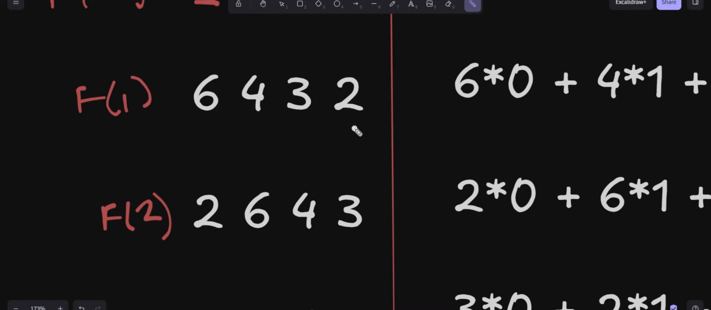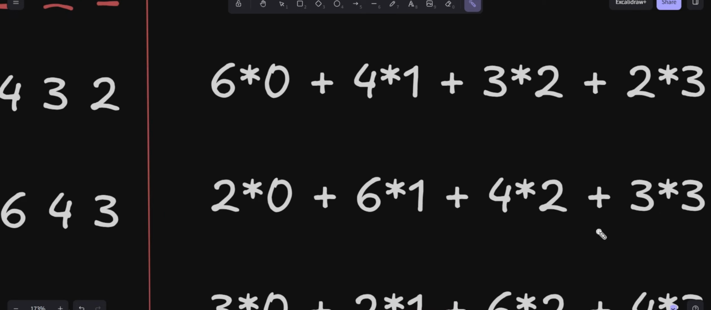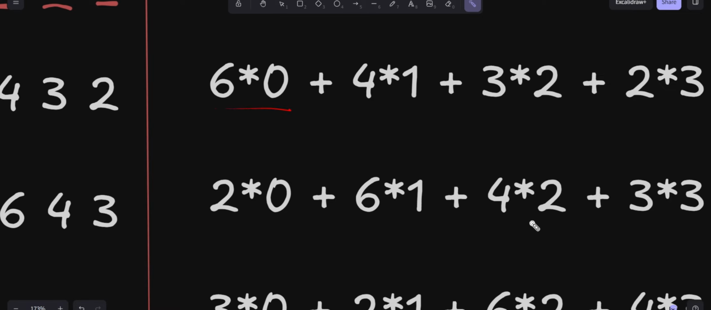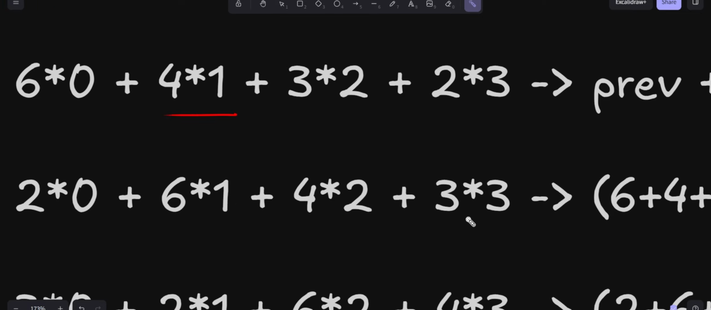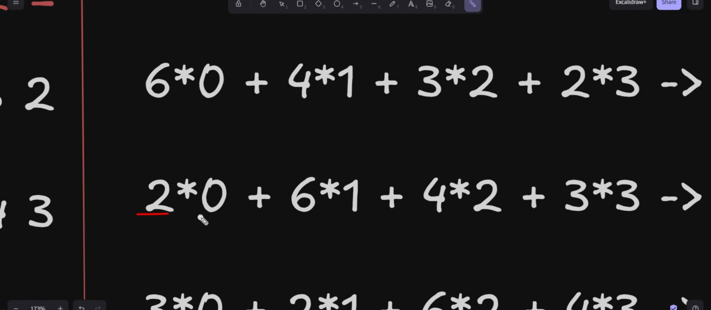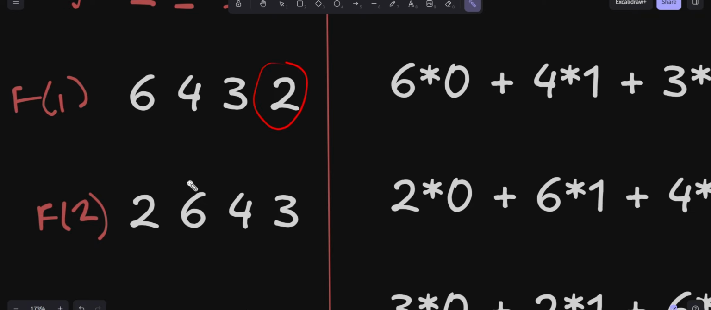So we can see that 2 is now here and other elements' indices have been incremented by 1. The same pattern is being observed here. 6, 4, 3 were contributing 0, 1 and 2 times respectively, but now 6, 4, 3 would be contributing 1, 2 and 3 times respectively, meaning one more than they were contributing before. We can see 6 into 1, it was 6 into 0 before. 4 into 2, it was 4 into 1 before, and likewise, right? And the element that was at the last index is now contributing nothing, right? So it was contributing 2 into 3 times, but now it's not contributing.